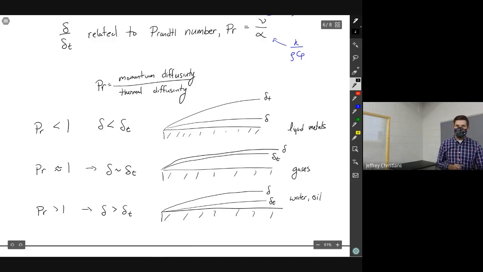Which is true of water and oil. So for water and oil, really all of the heat transfer action happens in a smaller distance than the momentum stuff.